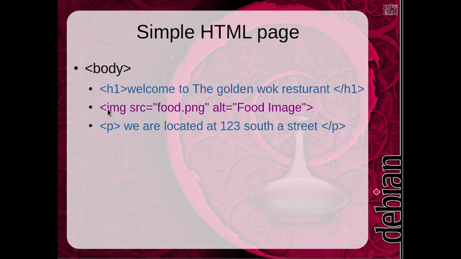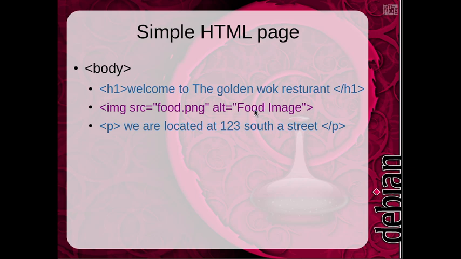So open the bracket, img, src, that is for the location of the image, equal quote, and you write the image name. I have my image called food.png. The PNG is what it is saved as, and I have here the alt equal, and the same food image I have here.